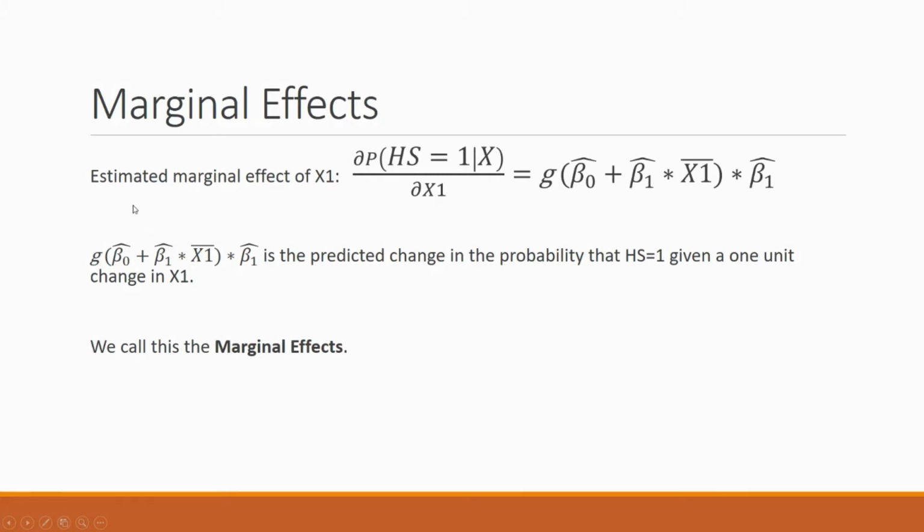Okay, so to estimate the marginal effect, we use the average value of the independent variables and our estimated values for the coefficients. We plug that into this g function, we multiply it by our estimated beta 1 hat, and this will give us the marginal effect. So this is the predicted change in the probability that someone has a high school degree given a 1 unit change in x1. So this whole thing is the marginal effect, and that's what we're interested in. We want to know how a unit change in the independent variable will change the probability.